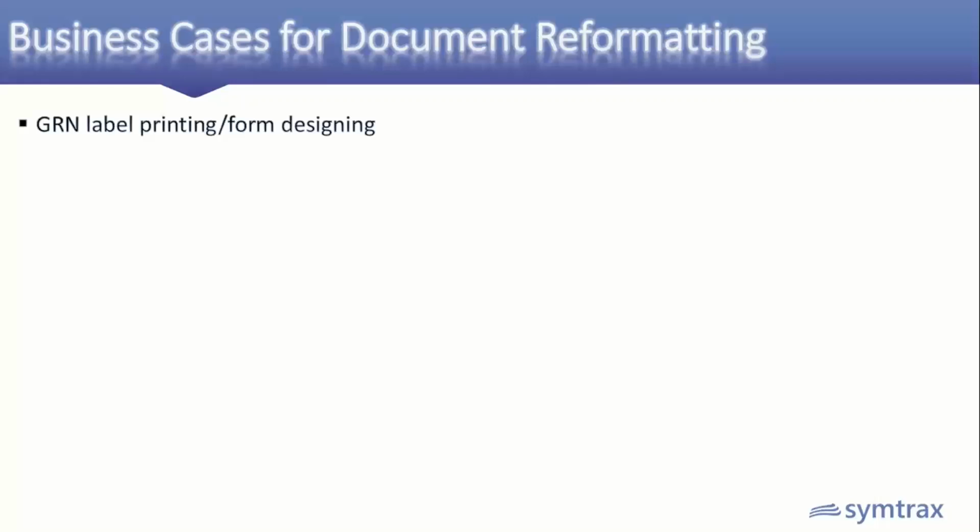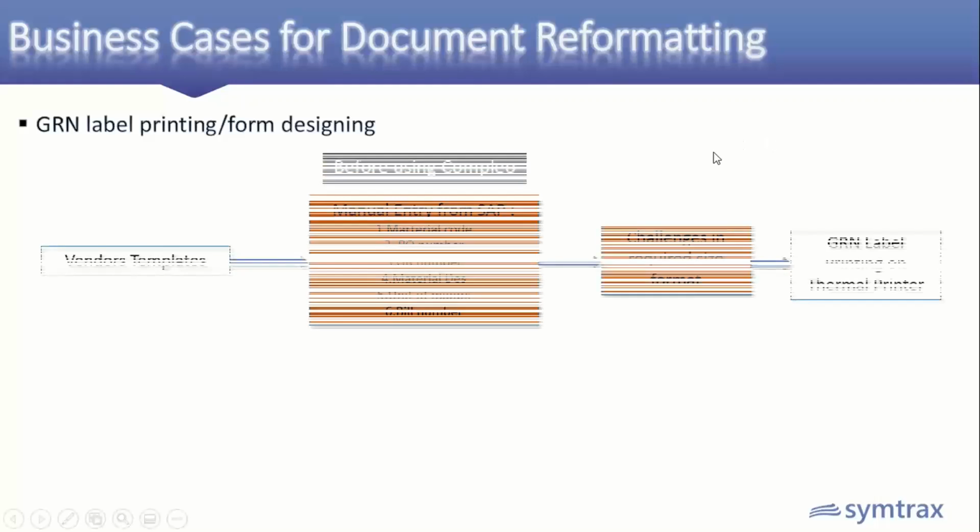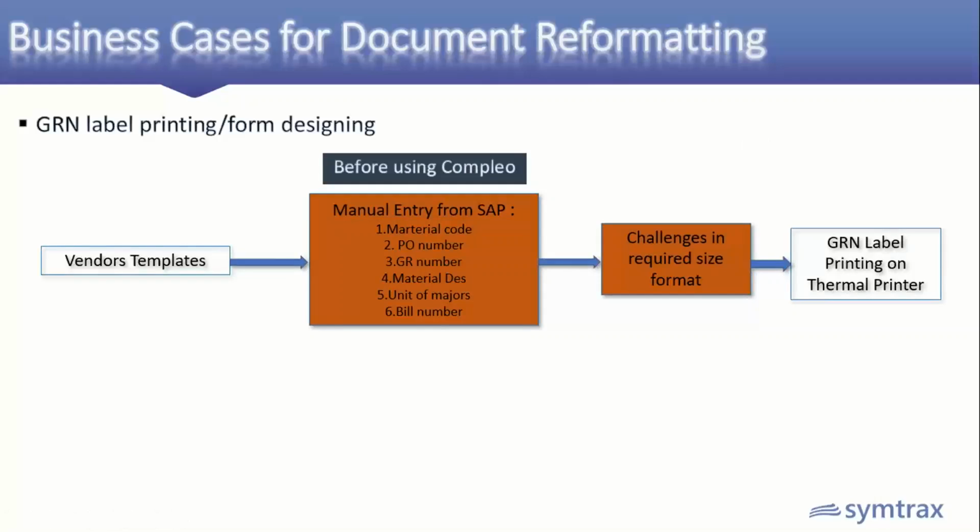Moving further, now we'll discuss business cases in terms of document reformatting. First business case is from a leading natural gas distribution organization, where they're having challenges in terms of GRN label creation and its printing. The current process is that the vendor has provided them one template, which is in Word format, and they have to do manual entry from SAP into that Word format.